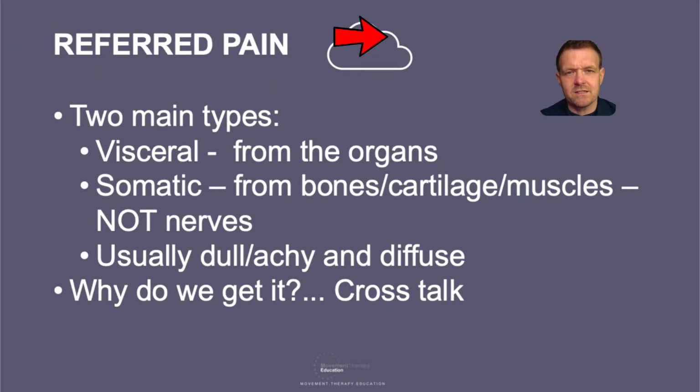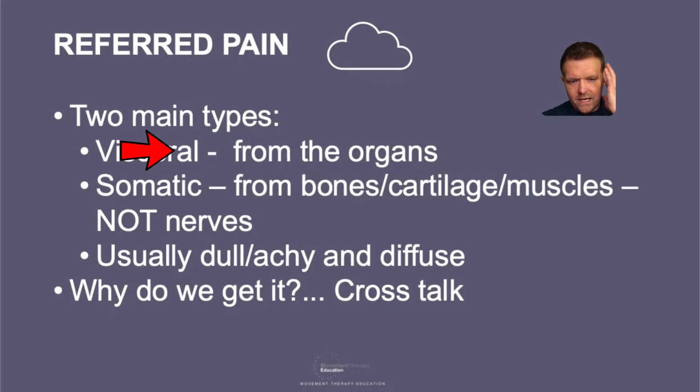Now, referred pain, Tom refers to referred pain kind of like a cloud. So it's not specific, it's not shooting, it's dull, achy, diffuse. Okay, so those kind of symptoms. So when you're listening to someone's case history, or if you have these symptoms yourself, if they're dull, achy, and diffuse, then it could be referred pain. So what the heck does that mean? There are two main types of referred pain. They can be visceral. So these are coming from the organs themselves.